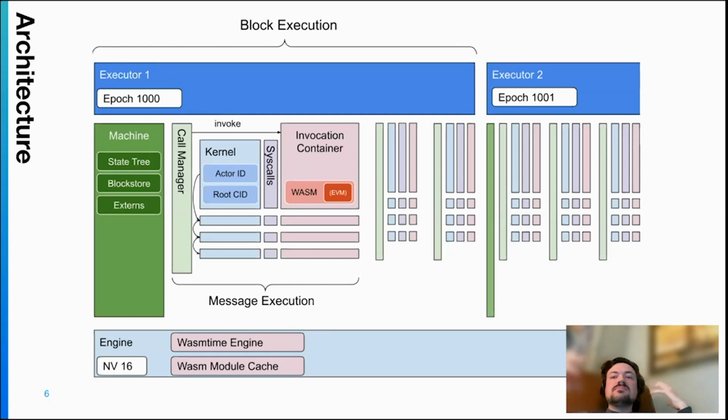This call manager then manages these things called invocation containers. This is where we actually run the actors. An invocation container runs some WebAssembly actor, which can call back into this thing we call the kernel, to then call back into the call manager to create another kernel, to create another invocation container. Basically this creates processes all the way down, but you should think of invocation containers as processes. And this is how we built the FVM.